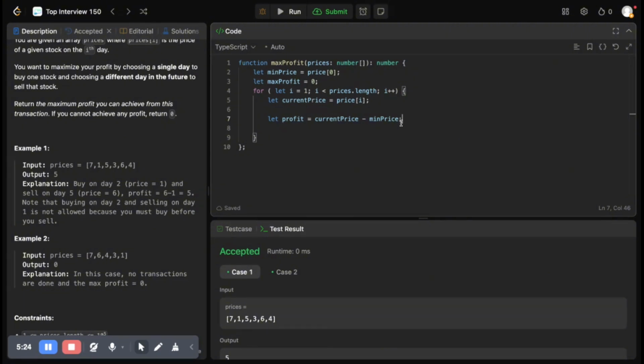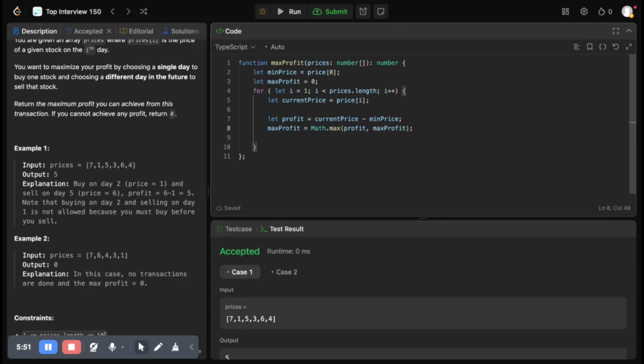Now we need to update the maximum profit. Compare this max profit and this profit. Whichever is higher, we save it here. So now let's update the value of max profit. So max profit will now be the maximum. We use Math.max to compare the values. So we have profit and then we have max profit.